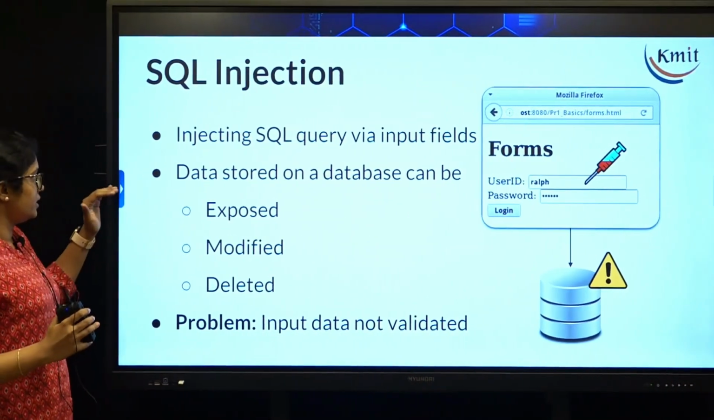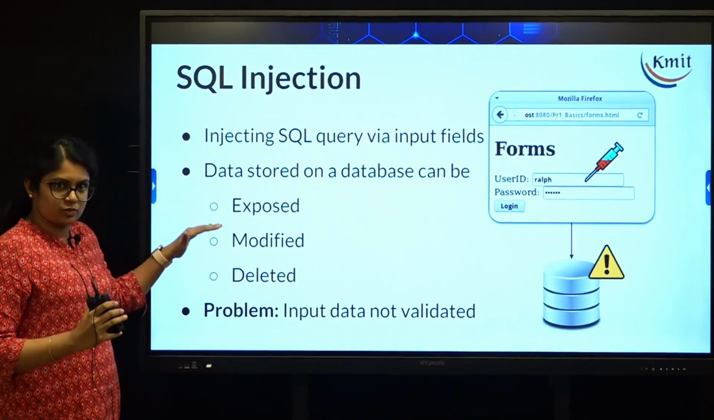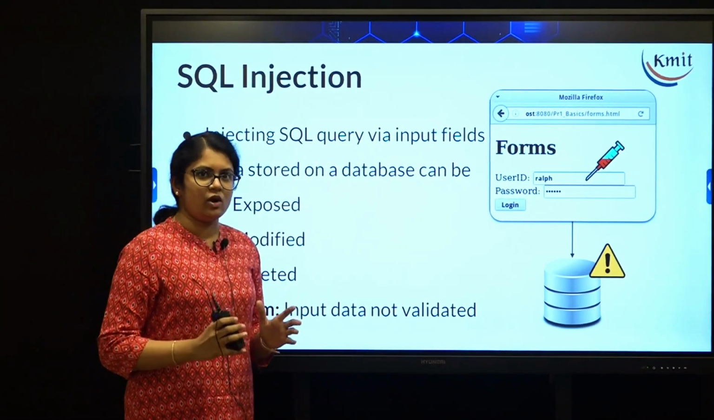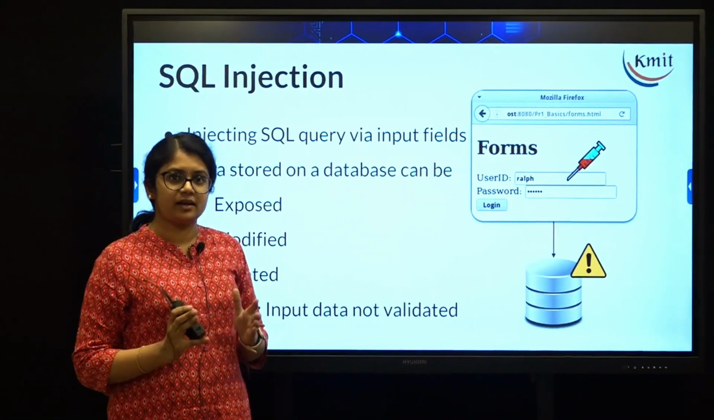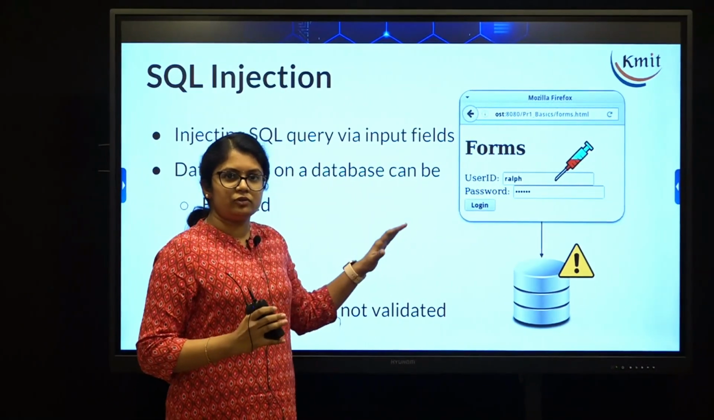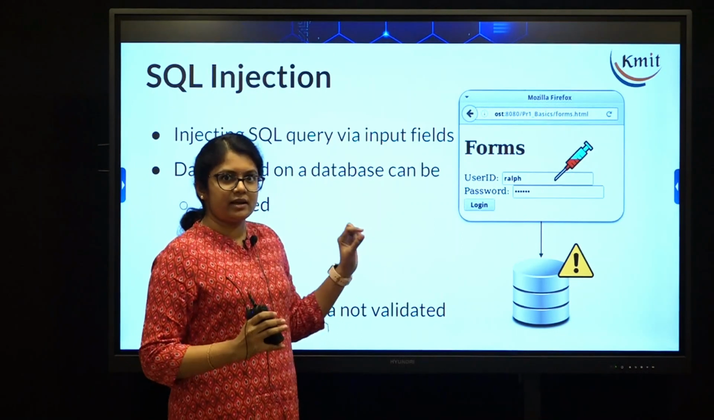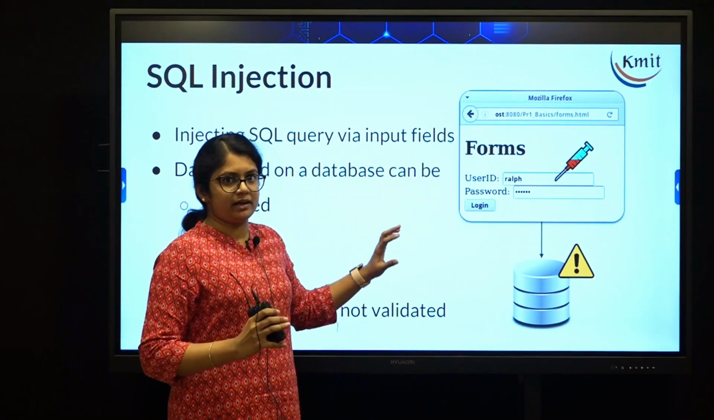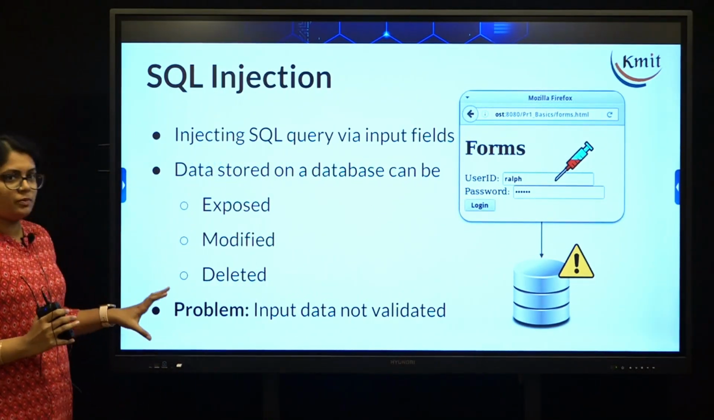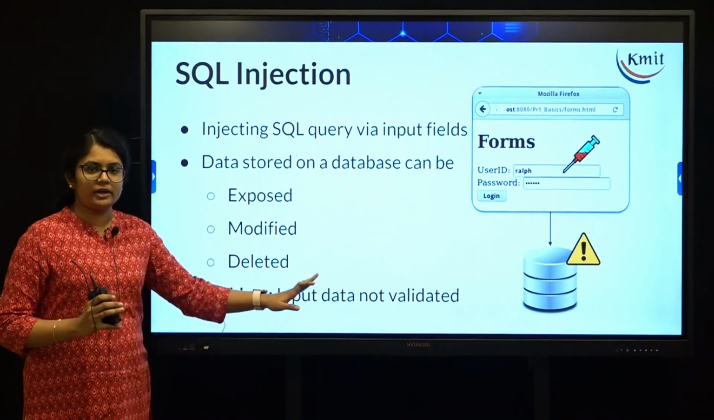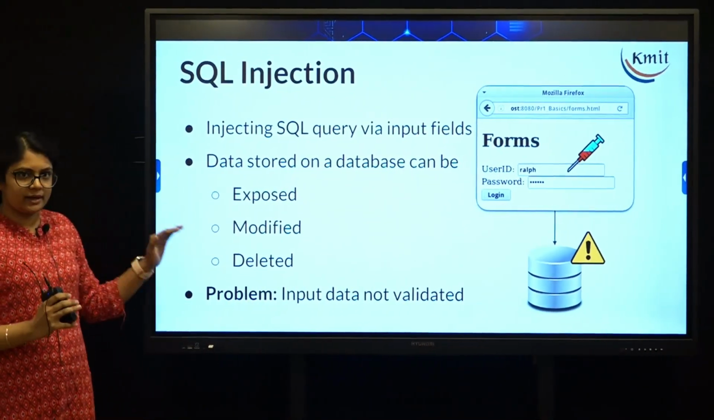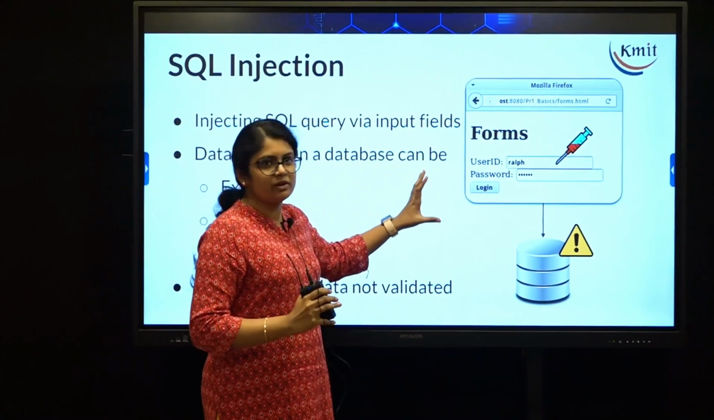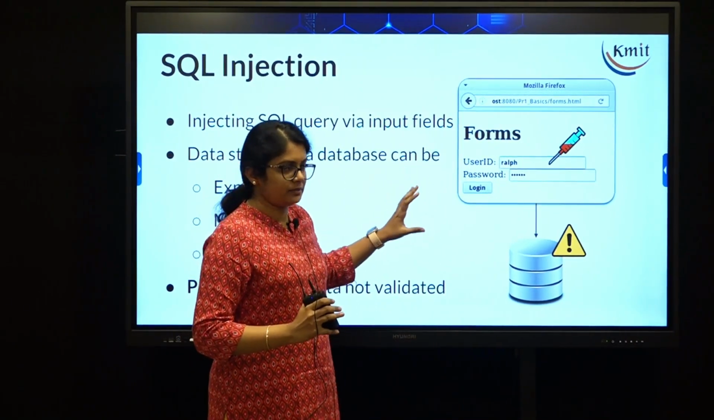So what happens here? Data stored on a database can be exposed, it can be modified, or it can be deleted. Normally, when we talk about any operations that have to be done on a database, that is the CRUD operations, it has to happen only through your backend services. But in case there are any loopholes in your backend services, the attacker can easily manipulate the data in the database using that. So the major problem here is input data not getting validated. That is how an attacker is going to perform an SQL injection attack. It is through these very simple forms that he can launch a SQL attack.